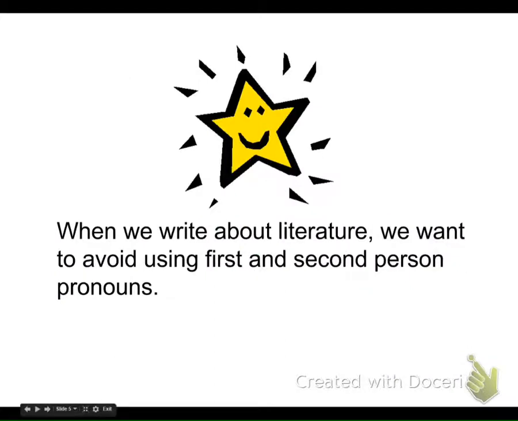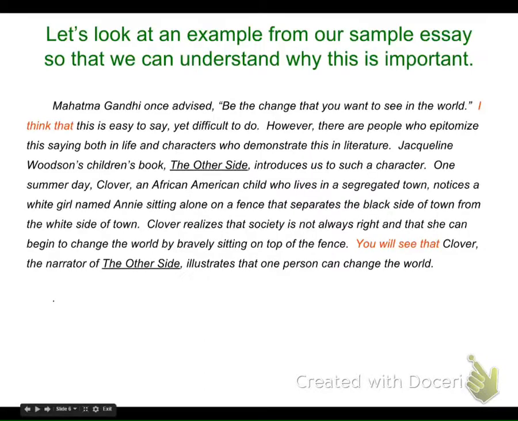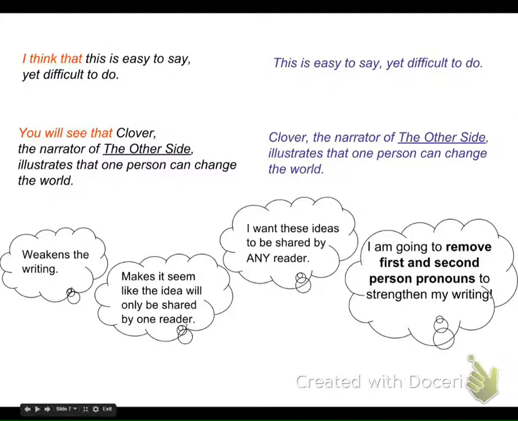So as I said before, when we're writing about literature, we want to avoid using first and second person pronouns, because then it makes it seem like our ideas only pertain to us and not that other people can believe them as well. So let's look at an example from our sample essay so we can understand why it's important to use third person pronouns. So what I want you to do is read the essay to yourself. Now if we look, highlighted for you is I as well as you. So I is a first person pronoun and you is a second person pronoun. So on the next slide, our goal is going to be to get rid of those pronouns.